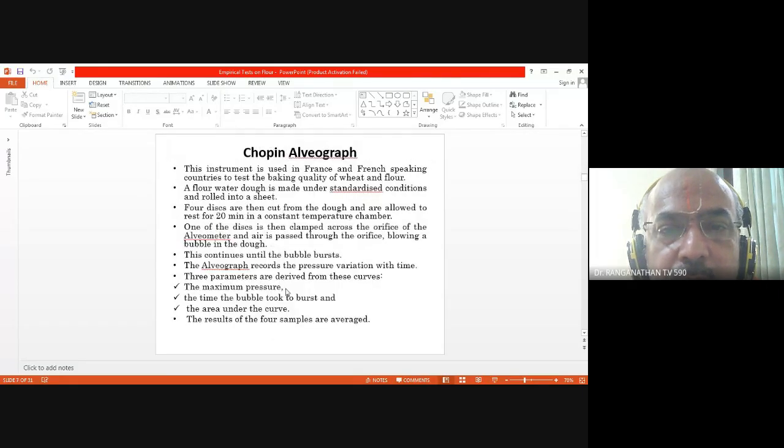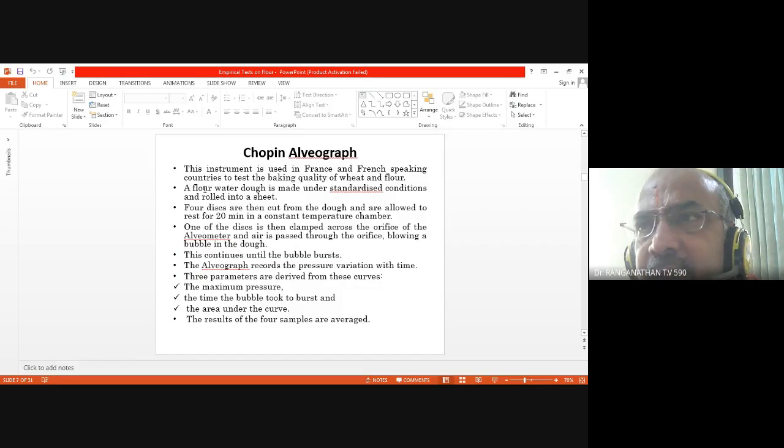Now, alveo means air. I think you know that. So, an alveograph is an instrument which measures the maximum air incorporation possible by the dough. So the maximum air that can be maintained without any disruption in the cell structure is what is given by an alveograph. So flour water dough is made under standardized conditions.